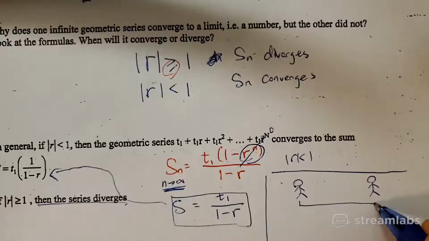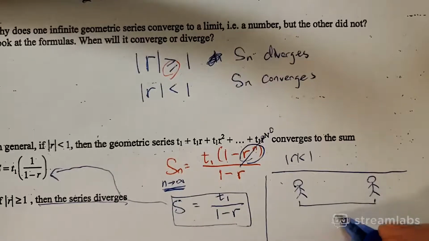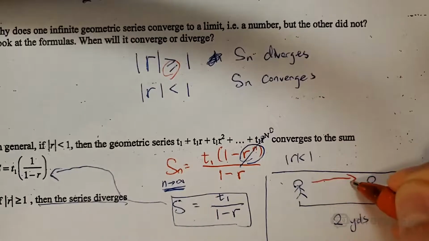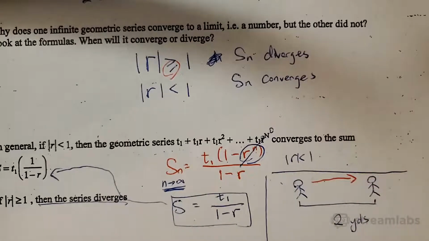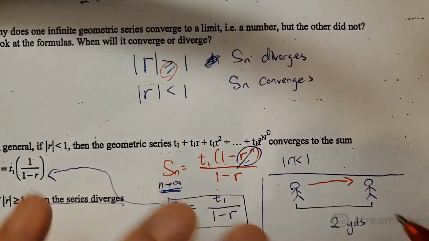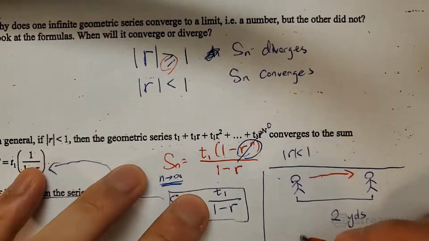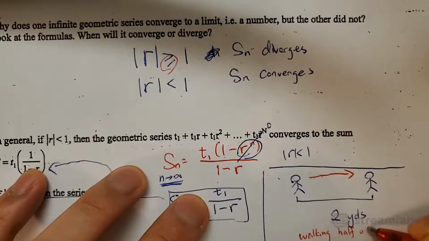So let's just say our distance between is 2, let's just say yards. Now let's just say that this person wants to walk towards that person, but every time I'm only walking half of what is left. So walking half of what is left.